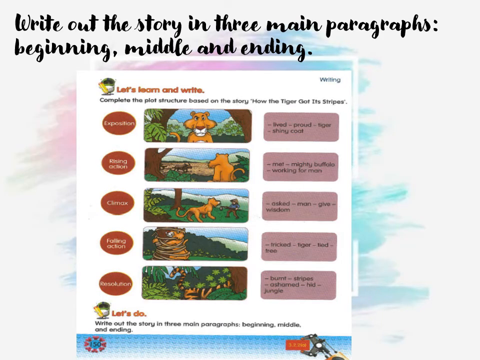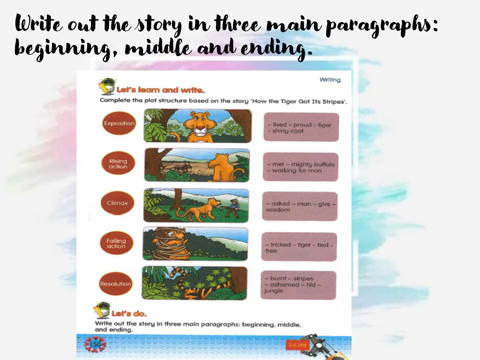Let's look at the story How the Tiger Got Its Stripes. Okay, you can read the story on page 74 and 75 of your textbook. Let's look at exposition. Here the writer introduced the characters in the story, which are the tiger, the buffalo, and the farmer.